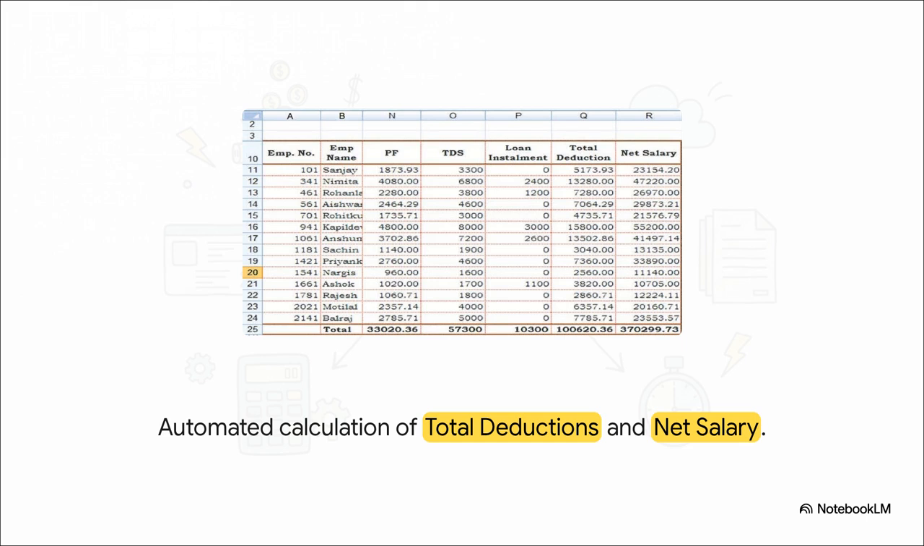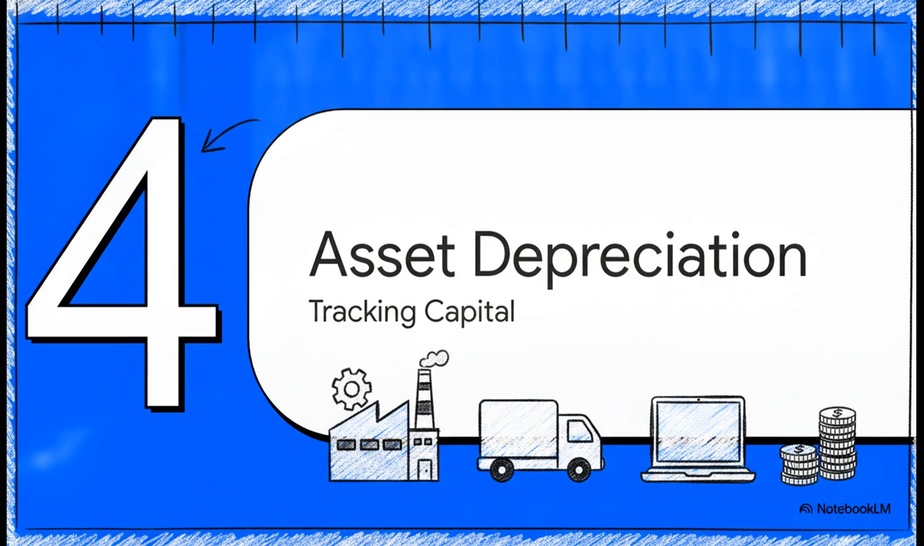It sums them up into a total deduction column, and boom, auto-generates the final net salary for everyone. What used to take hours of mind-numbing manual arithmetic is now done literally the second you punch in the attendance days.